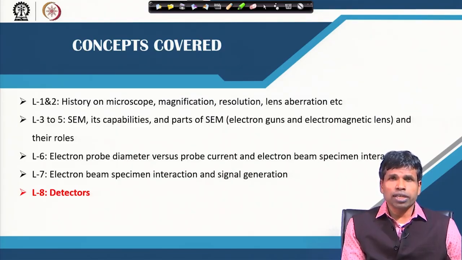Then we have also discussed the electron probe diameter, that is the beam size, and also the probe current, and how a minimum current is required to observe the required signals. Then we discussed the electron beam specimen interaction, when the electron beam is incident on the specimen surface, different types of signals are generated, particularly secondary electrons and backscattered electrons. In today's lecture, we will be discussing another major part of the scanning electron microscope, that is the detector, which detects the signal generated from the specimen.